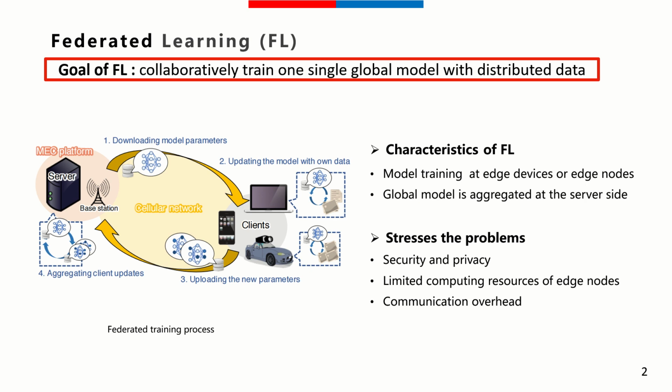Federated learning is a distributed machine learning framework that uses edge devices to collaboratively train a global model while preserving data privacy. The training objective of federated learning is to collaboratively train one single global model with distributed data. By training the model locally, federated learning emphasizes security and privacy concerns, the limited computing resources of edge nodes, and communication overhead.